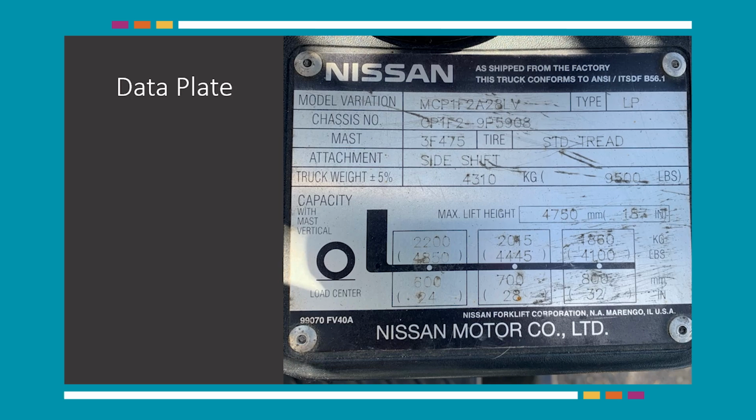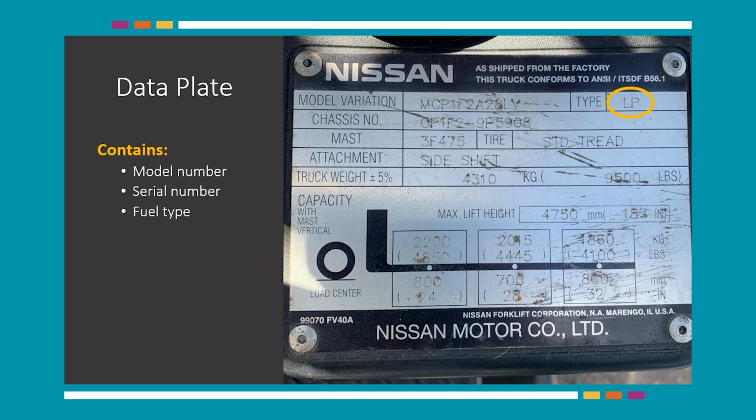Manufacturers are required by law to install a data plate on any type of equipment used to lift or move objects. A standard data plate shows the model number and the serial number, which are essential for communicating information to customer support or purchasing parts.